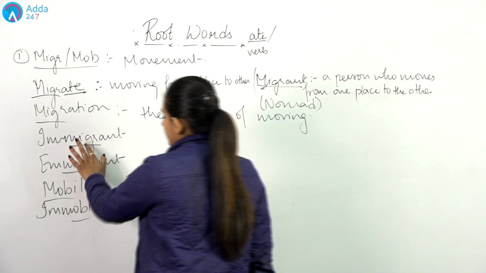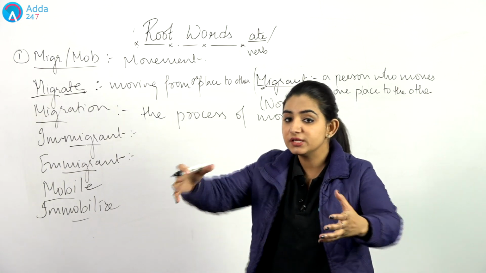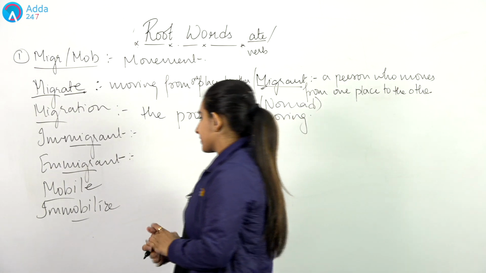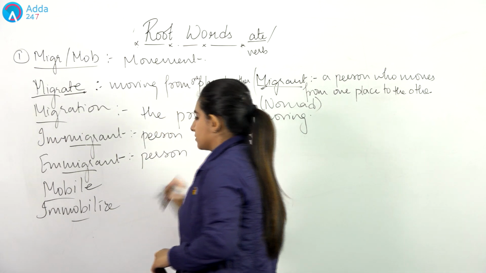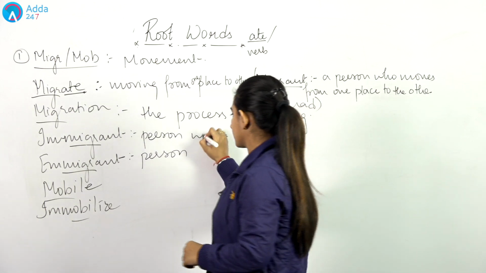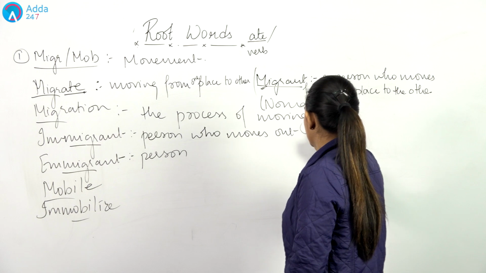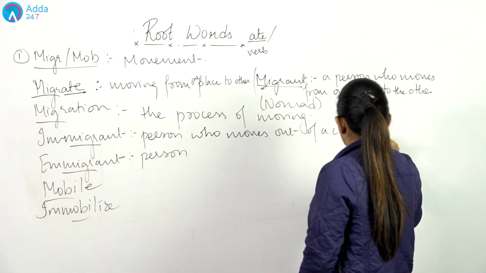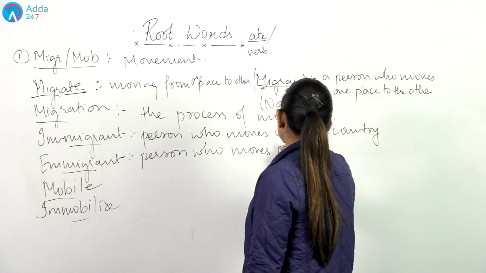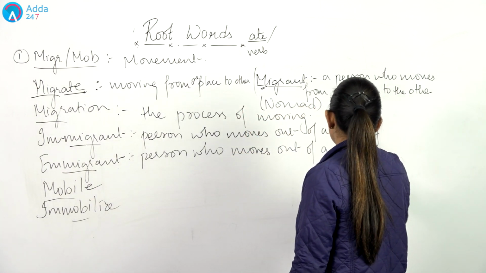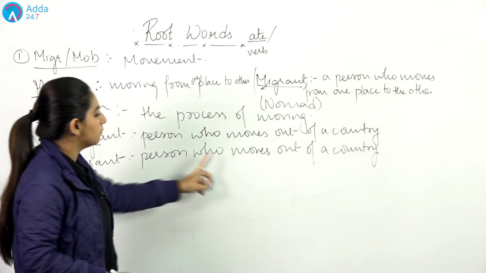Then we have immigrant or emigrant. Now this is something that creates a lot of confusion, and we need to clear that as well. Now see, a part of these two words is the same, like both of them are a person who moves out of a country. Similar goes with emigrant, a person who moves out of a country, right?